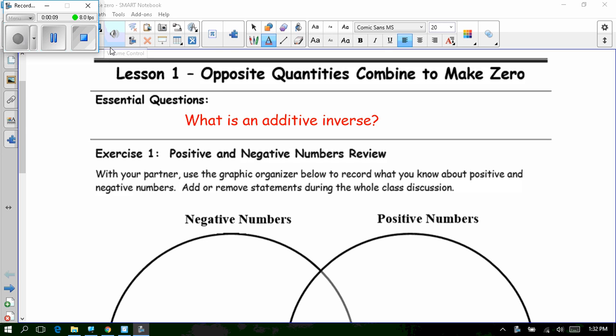We are now starting Module 2, Lesson 1. We are on page 7 of our new book. Lesson 1, opposite quantities combine to make 0. And if you'll notice, I already have the essential question up there. What is an additive inverse? So go ahead, fill that in. What is an additive inverse?